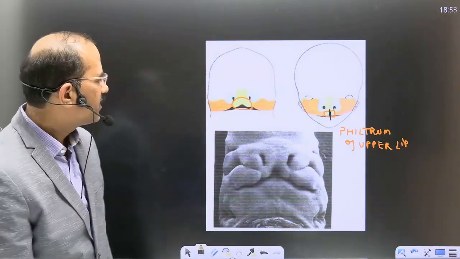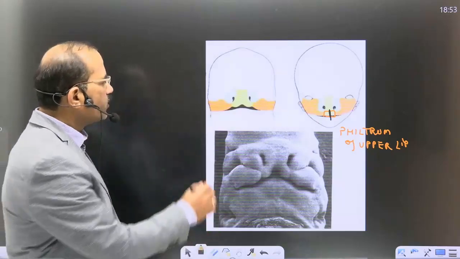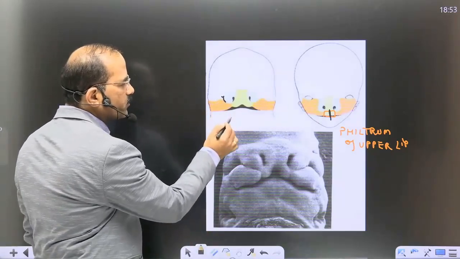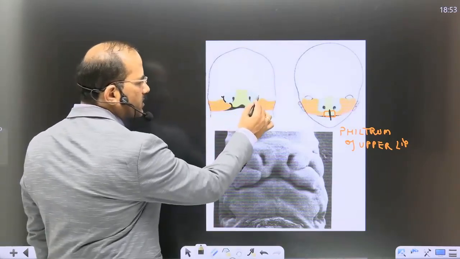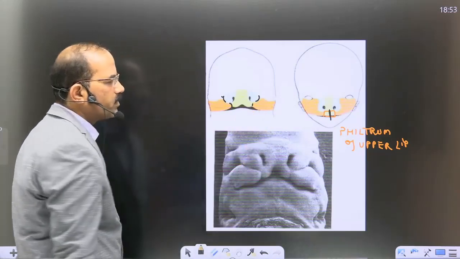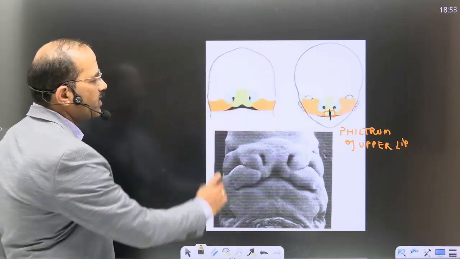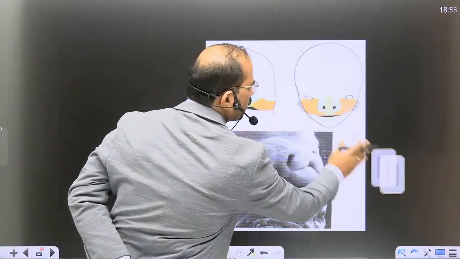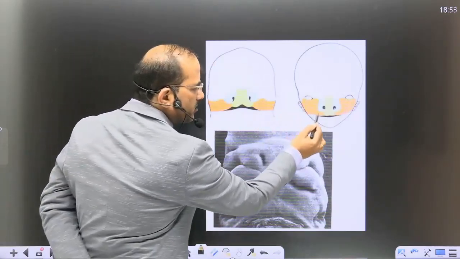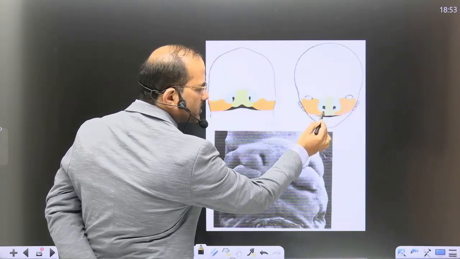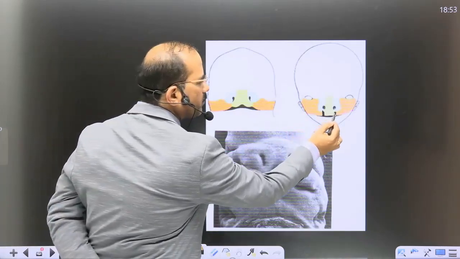Now the maxillary process will fuse with the lateral nasal process first, and then with the medial nasal process on both sides. Suppose this maxillary process does not fuse with the medial nasal process, we get a cleft here. It can be unilateral or it can be bilateral.